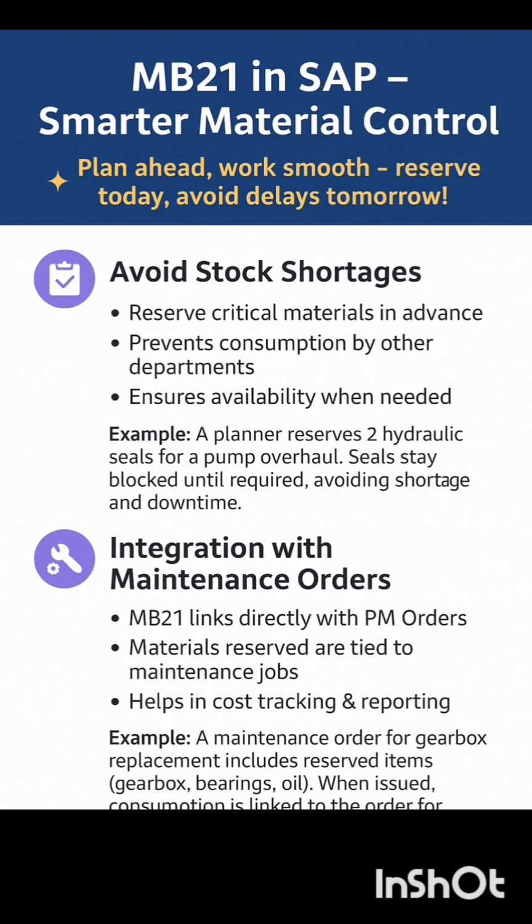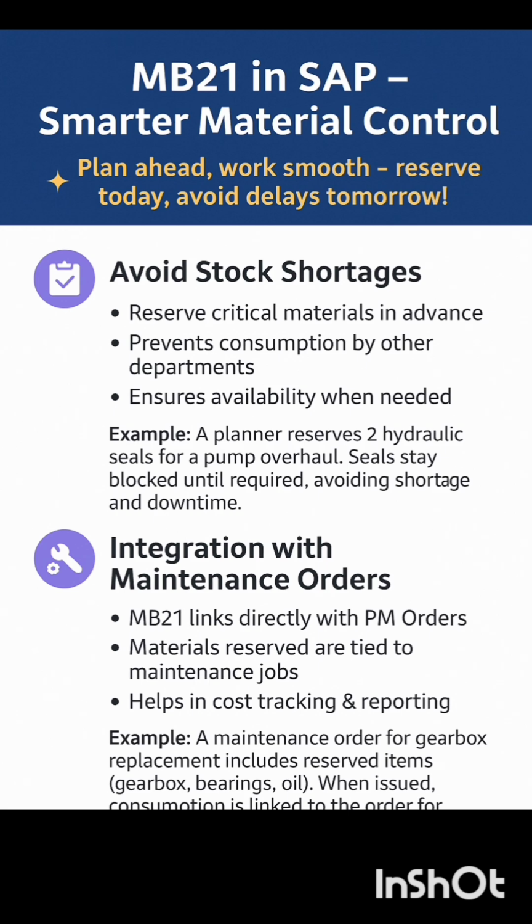MB21 in SAP is a powerful tool for smarter material control. It helps you avoid stock shortages by allowing planners to reserve critical materials in advance. This ensures that important parts like hydraulic seals for a pump overhaul stay blocked until required, preventing downtimes and delays.